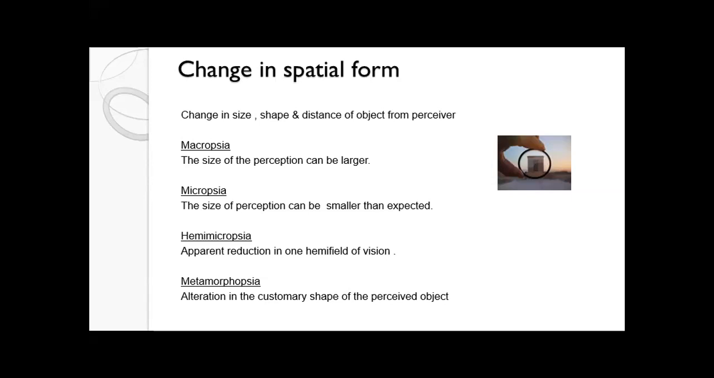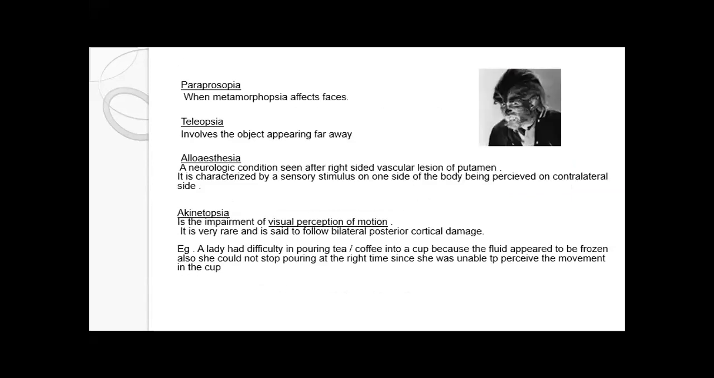Then there is metamorphopsia, alteration in the customary shape of the perceived object. Prosopometamorphopsia, when metamorphopsia affects faces. Then telopsia, it involves the object appearing far away. Alloesthesia. Alloesthesia is a neurologic condition seen after a right-sided vascular lesion of the putamen. It is characterized by a sensory stimulus of one side of the body being perceived on the contralateral side.